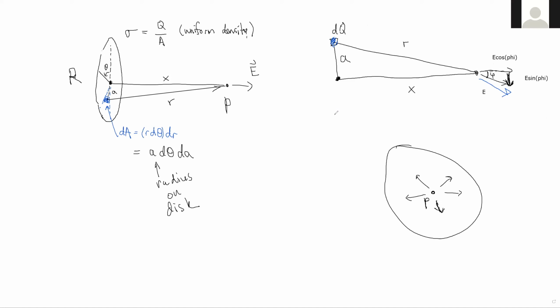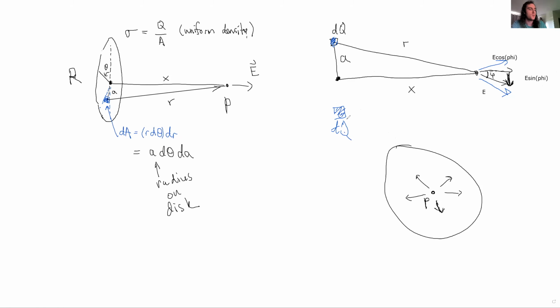There's also going to be a patch of charge down here. You see that? And so that patch is going to have an electric field which goes in that direction. They cancel out. Exactly. And that's true everywhere on the disk. There's going to be one over here, and one over here, so their components will cancel as well. Make sense?